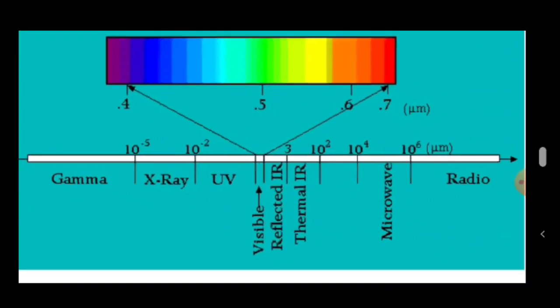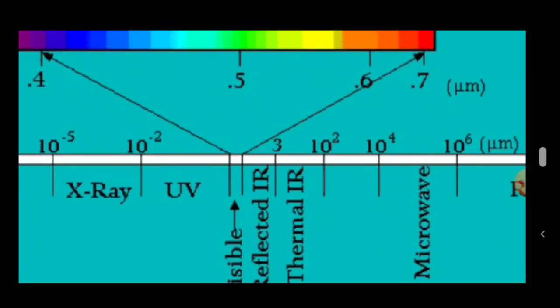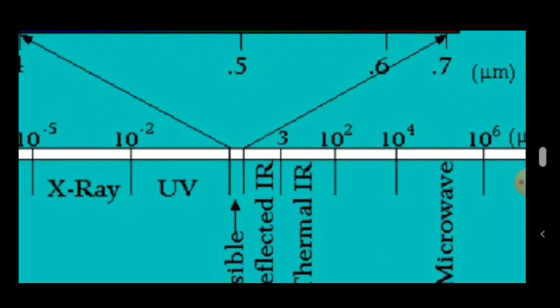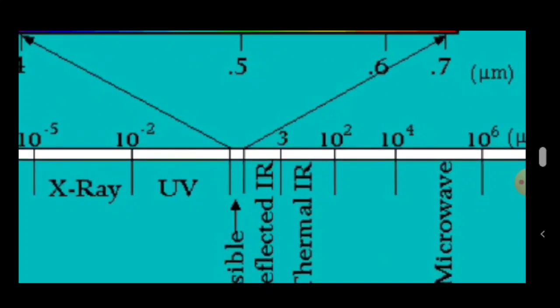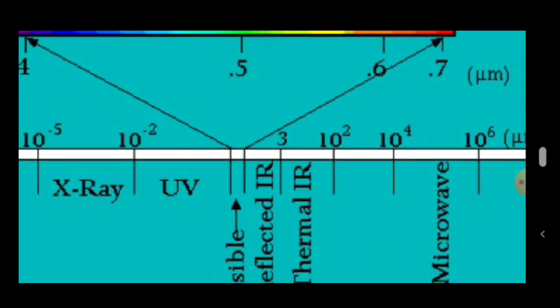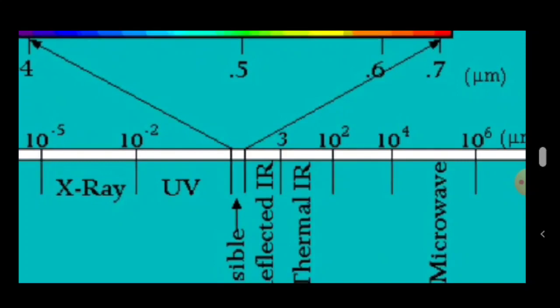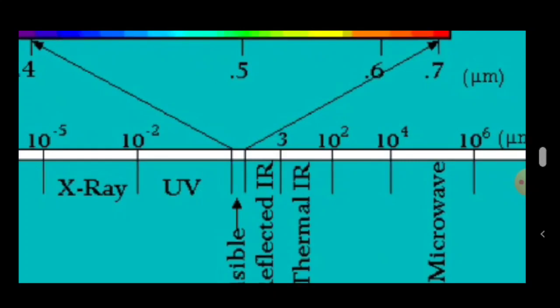And when it comes to IR, infrared, this covers the wavelength region from 0.7 micrometers to 100 micrometers, more than 100 times as wide as the visible portion.